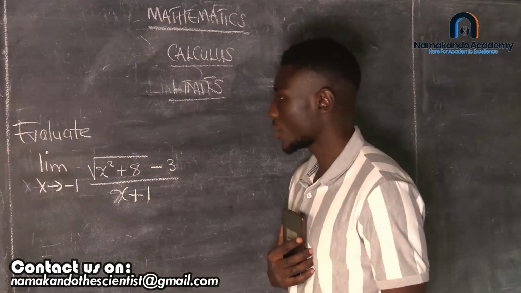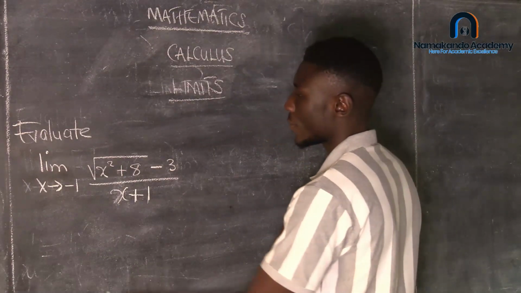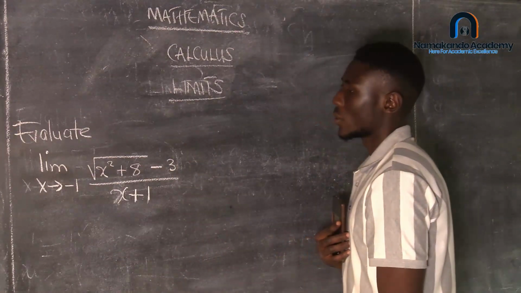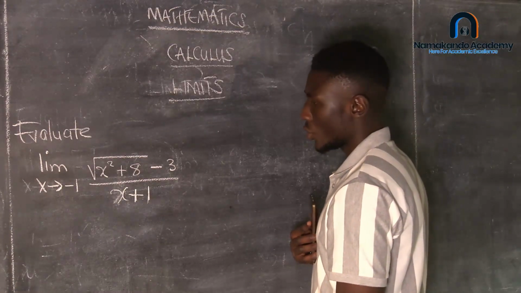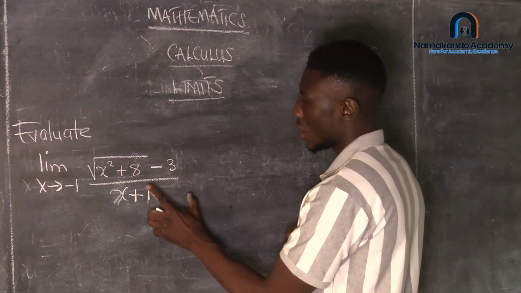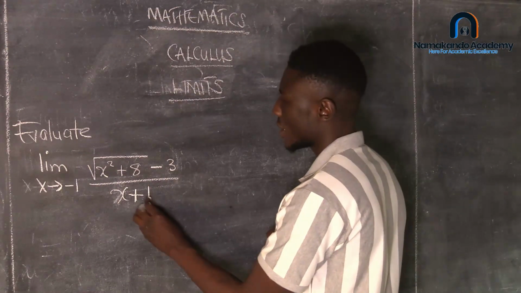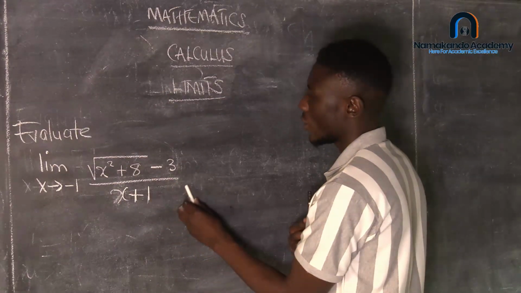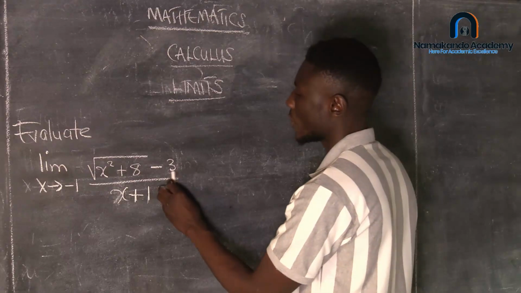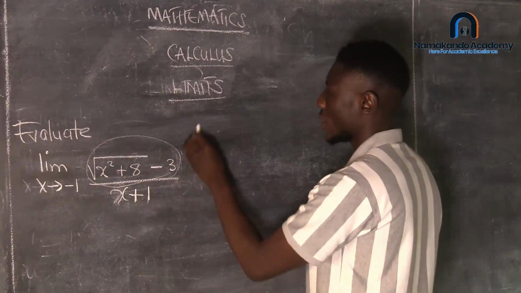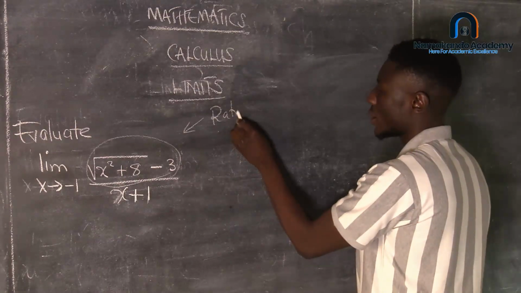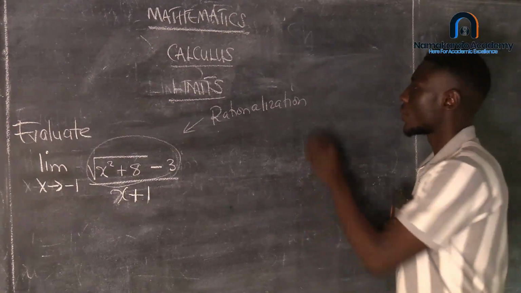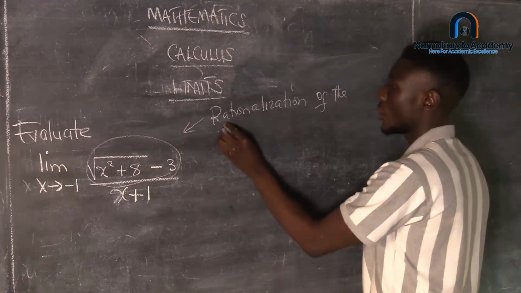This is calculus, differential calculus to be specific. So we have the limit as x approaches -1 of this quotient. We notice that the numerator has a radical. So to work this out, it will be very important that we initiate the idea of this being rationalized. So look at rationalization of the numerator.